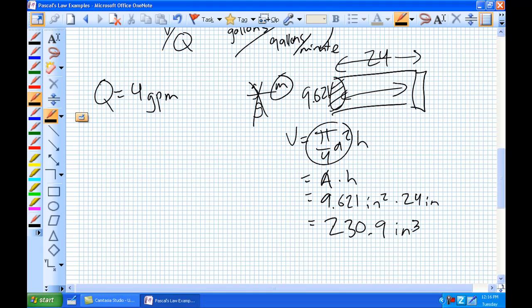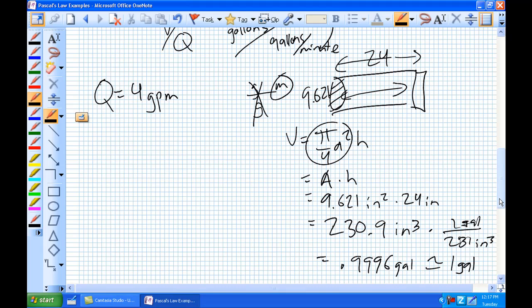Okay, so not exactly the most convenient unit. We typically use gallons. Luckily enough, a gallon is equivalent to 231 cubic inches. So that's roughly 1 gallon. It's like 0.996 gallons. Roughly equivalent to 1 gallon.